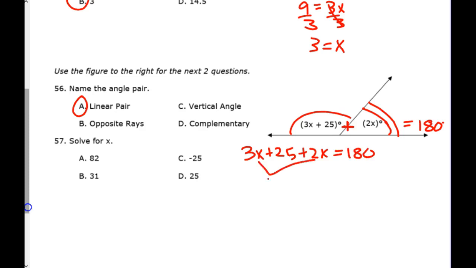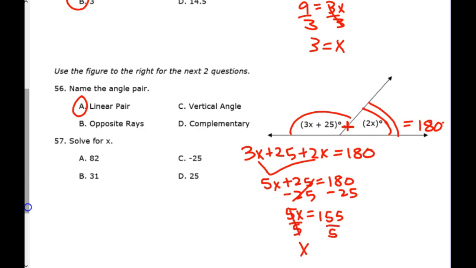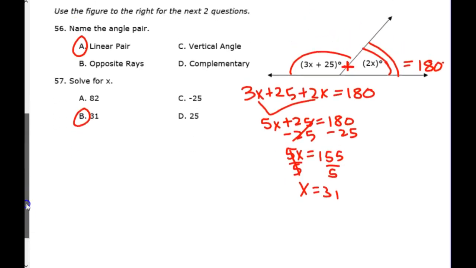Combine like terms. Get rid of the loner. Divide by the coefficient. We get 31, or the value of x.